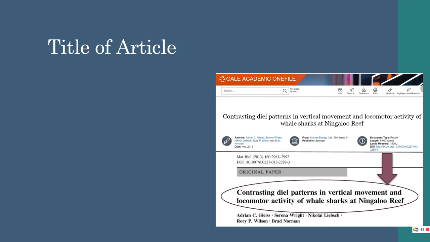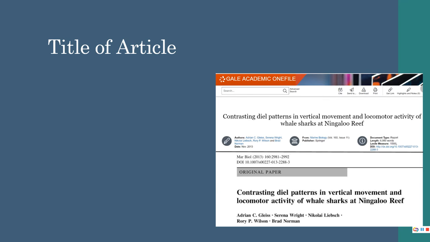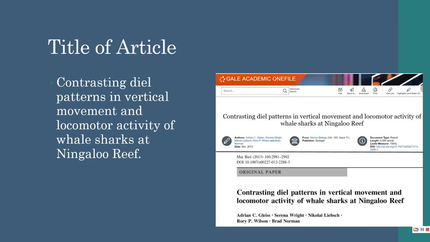The next element of an APA journal citation is the title of the article. This is also taken from the first page of the article. Only the first word of the title and any subtitle is capitalized, as well as any proper nouns. The title is followed by a period. For our example, the title would be written as Contrasting Deal Patterns in Vertical Movement and Locomotor Activity of Whale Sharks at Ningaloo Reef, period, capitalizing contrasting and Ningaloo Reef.